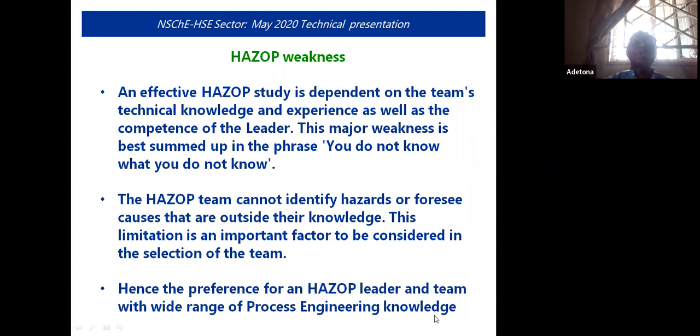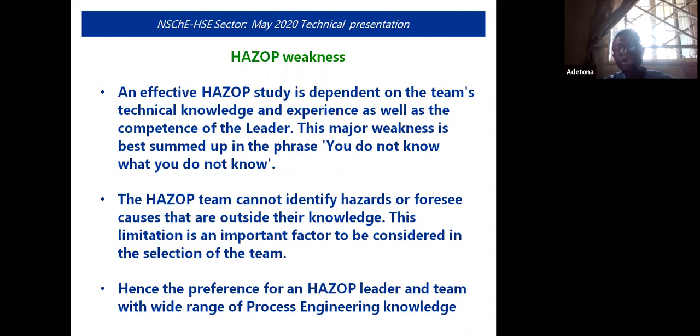Now, what are the Hazop weaknesses? An effective Hazop study is dependent on the team, the technical knowledge and experience, as well as the competence of the leader. It is garbage in, garbage out. The Hazop report or study is as good as the experience and competence of not only the Hazop leader, but the entire team. The Hazop team cannot identify hazards or foresee causes that are outside their knowledge. What do we mean by that?